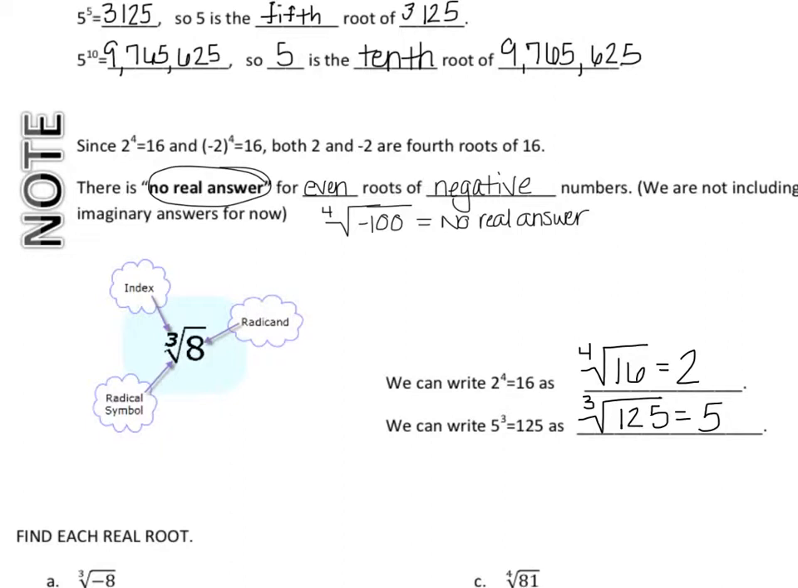Say we have something that looks like this. What is the index? 2. Look what I wrote. It would be 2. Anytime you don't see anything, it's an invisible 2. Okay, so you assume it's a 2. All right, so that would be for the square root of x. So 2 is the index.